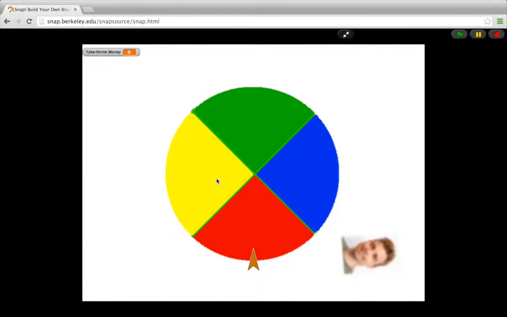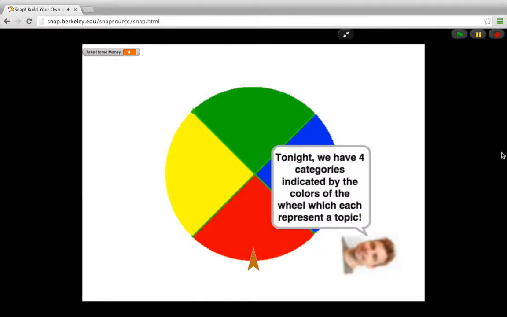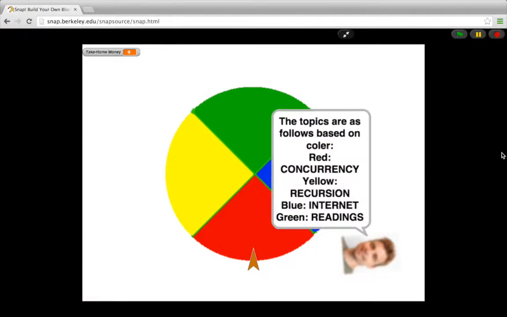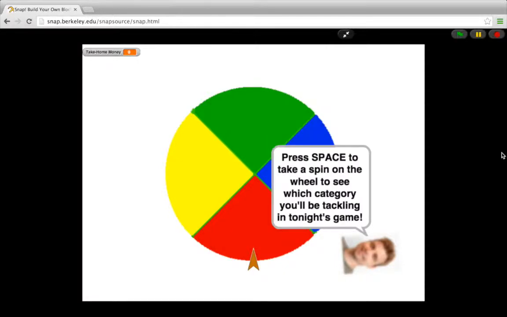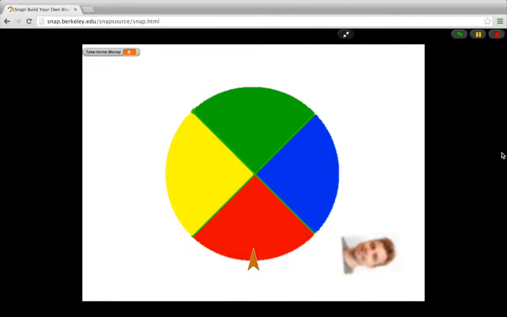Now we're going to actually show you how the game works since we explained the instructions. We're going to press the green flag first. Here is Jill, and he's just explaining the rules that we just explained. Now we have to press space to spin the wheel, so we're going to press space.